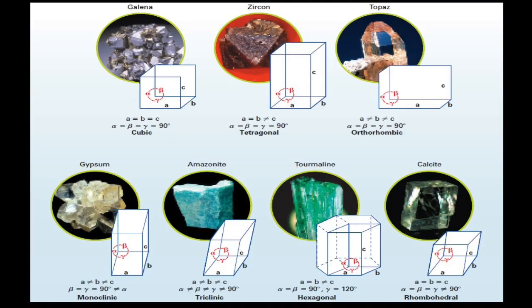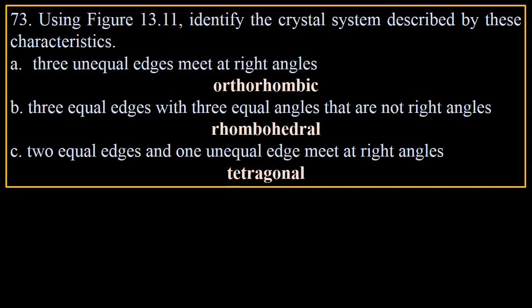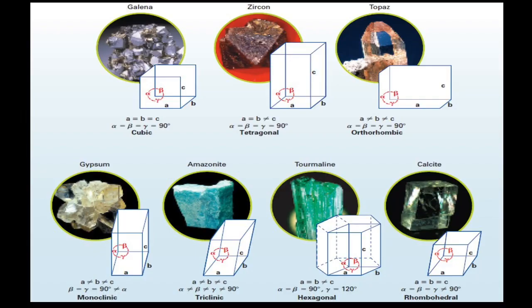All right. Can you see that? Two equal and one unequal, is that what it said? You're going to have to stop it and look back. See if you can figure it out. I have a film that I'm making on tetragonal. Very good. Two equal edges and one unequal edge meet at right angles. Tetragonal. All right, here's another picture of it.